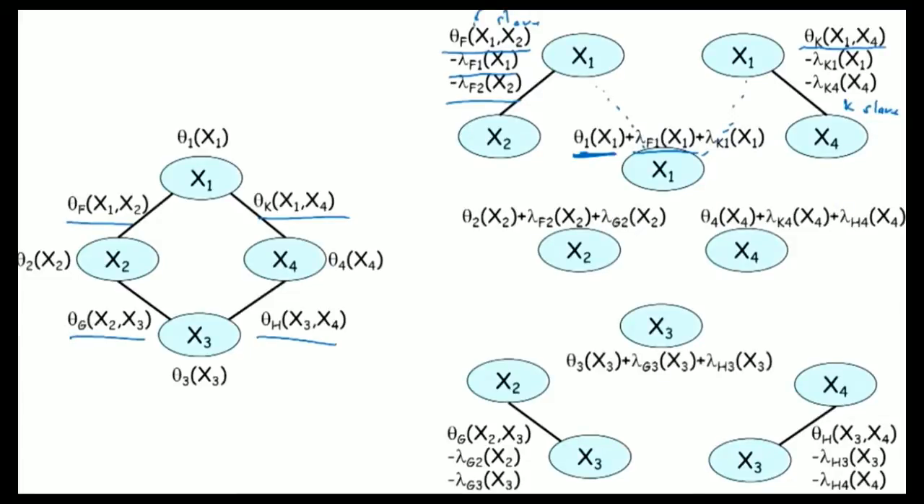And the same thing applies to the other slaves. So the 2 slave, for example, is going to have to agree with f, and is going to be incentivized to agree with f and with g. So it has a lambda f2 and a lambda g2.